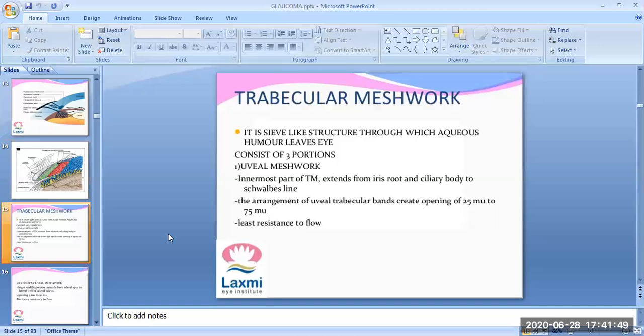First is the uveal meshwork. It is the innermost part of the trabecular meshwork and extends from the iris root and ciliary body to Schwalbe's line. Sorry, it will take time, so the rest we will discuss in the next session.